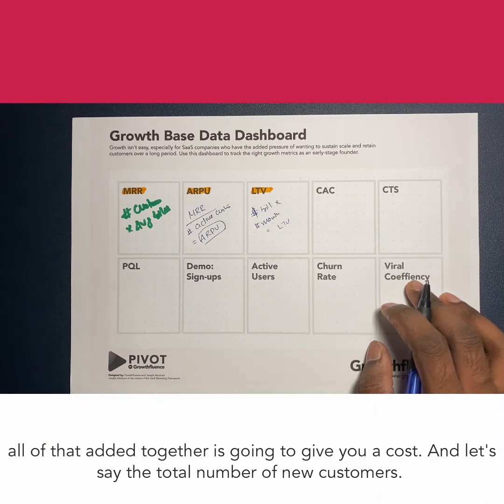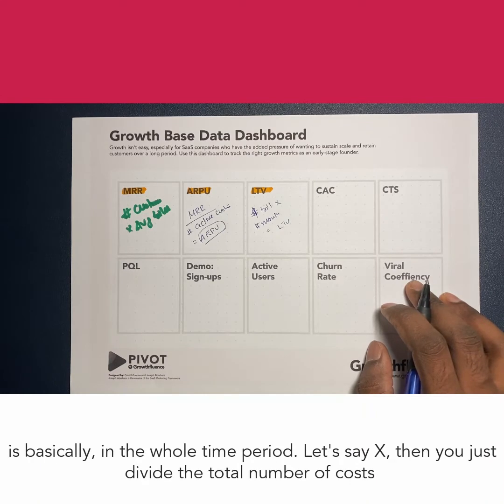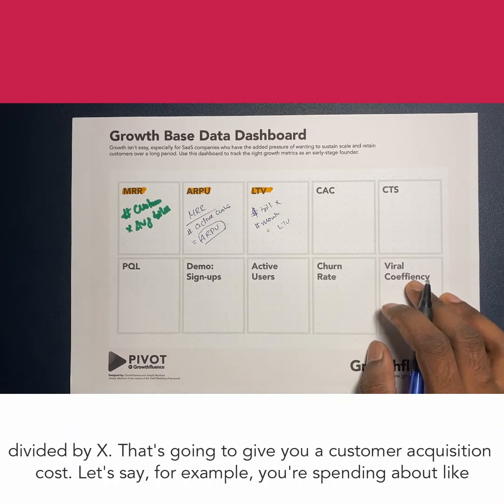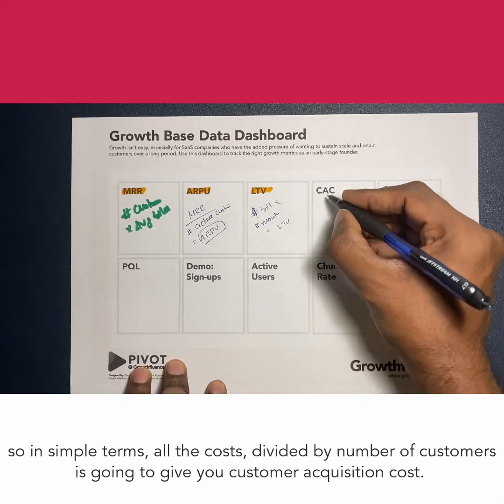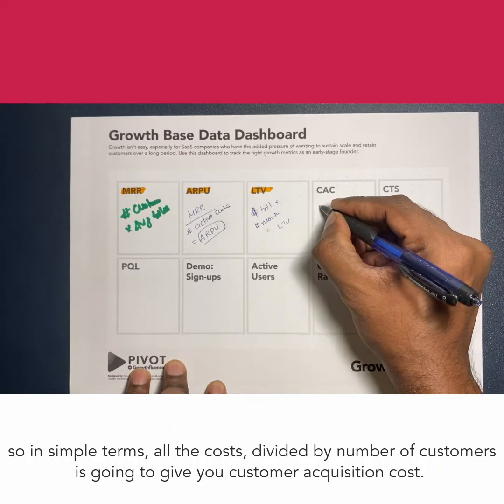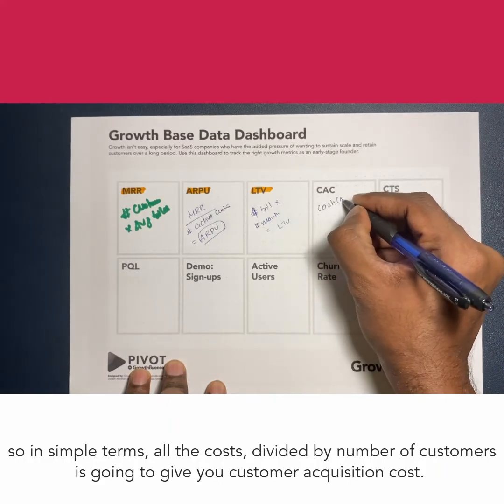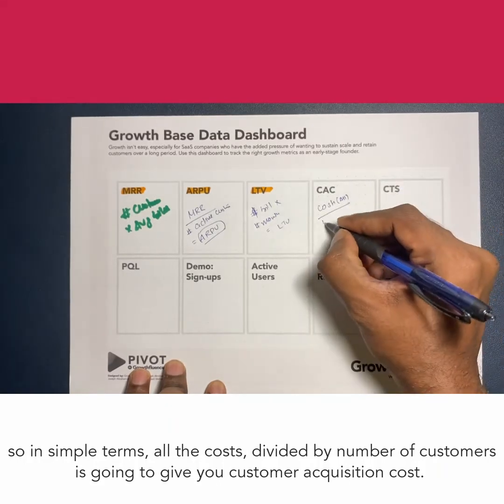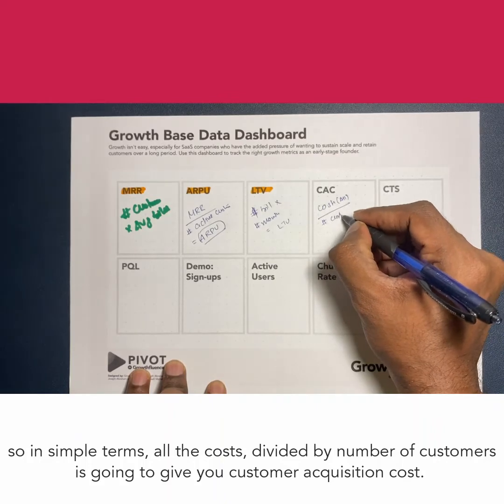And let's say the total number of new customers in the whole time period is, let's say, X. Then you just divide the total costs by X, and that is going to give you customer acquisition cost. So in simple terms, all the costs divided by number of customers is going to give you customer acquisition cost.